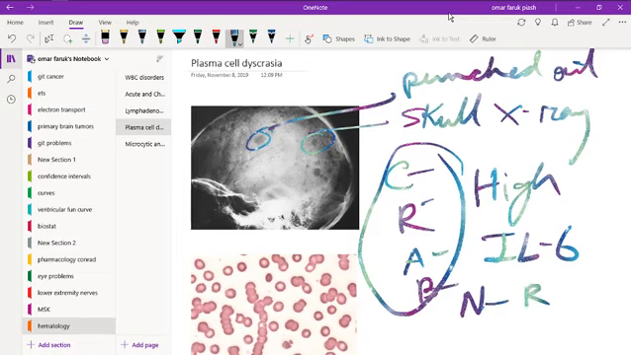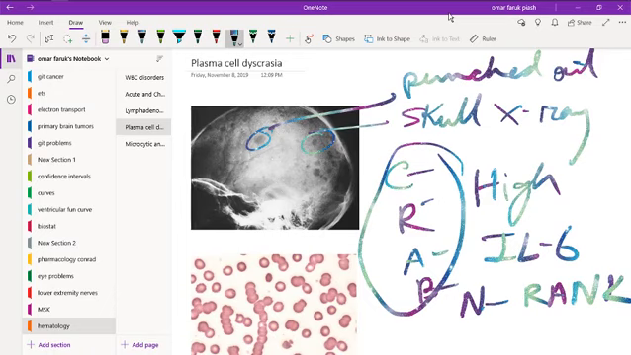Neoplastic plasma cell activates RANK receptor on osteoclast, leading to bone destruction, and that is causing this punched out lytic lesion on skull X-ray. Usually in skull and vertebral X-ray, you see this feature.